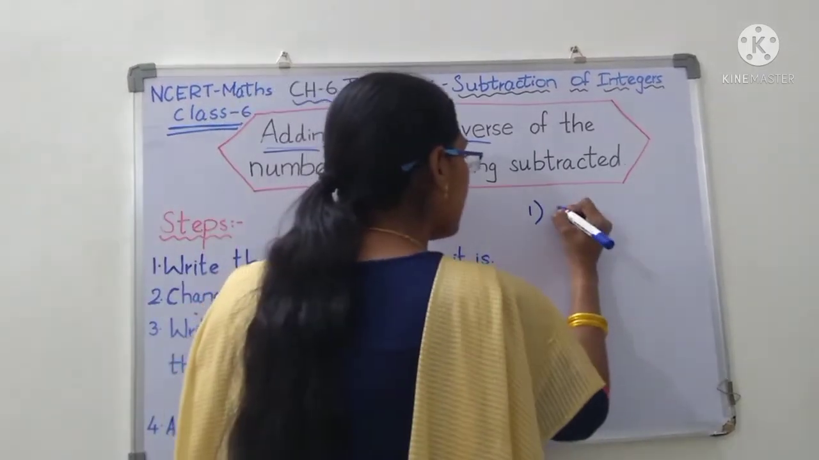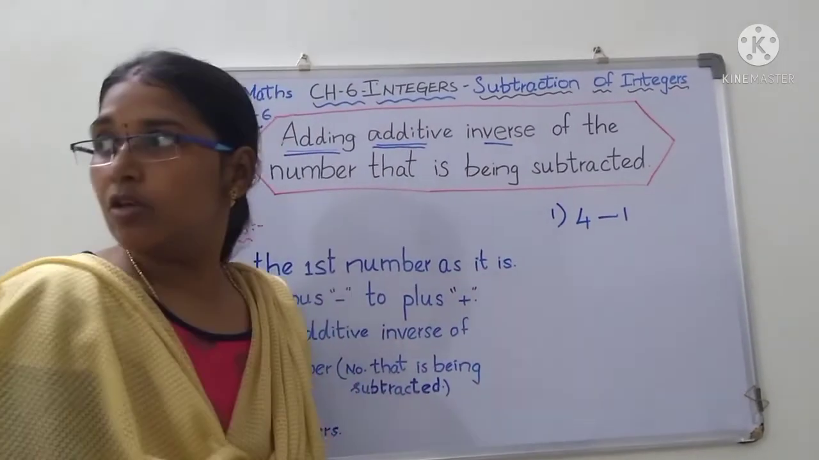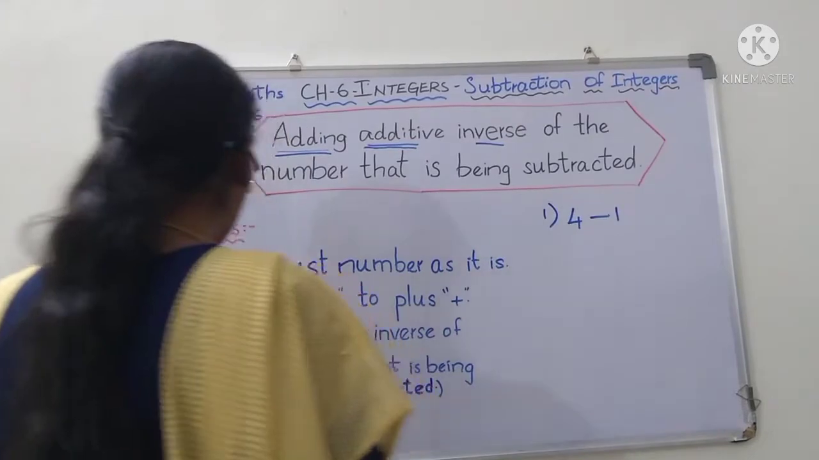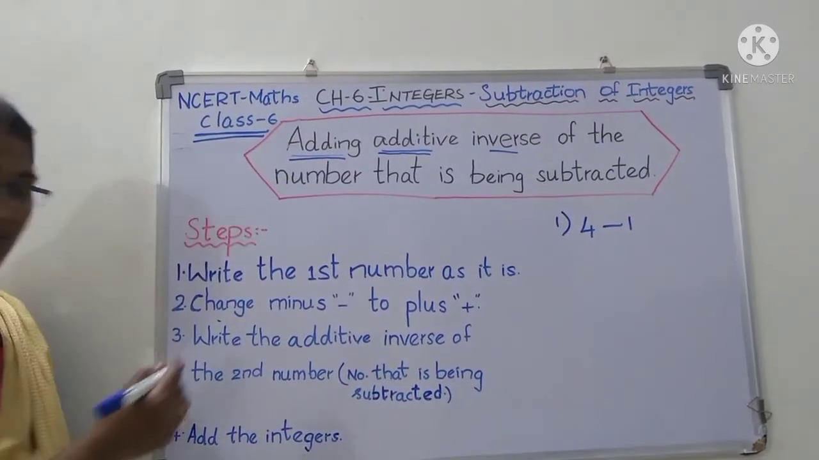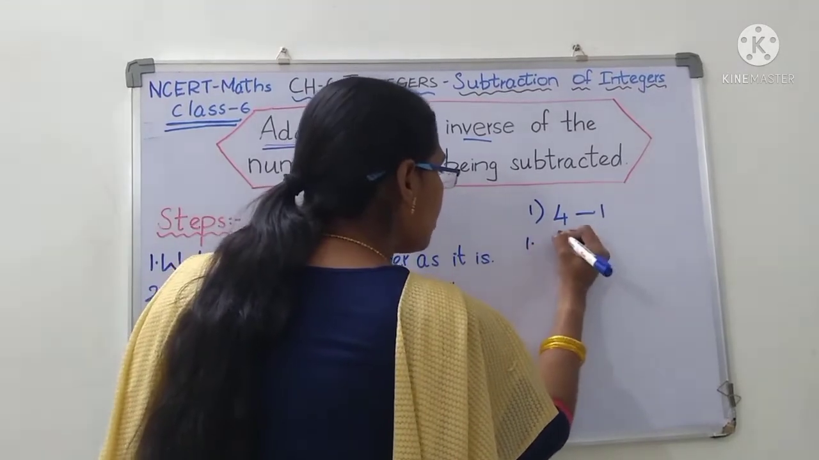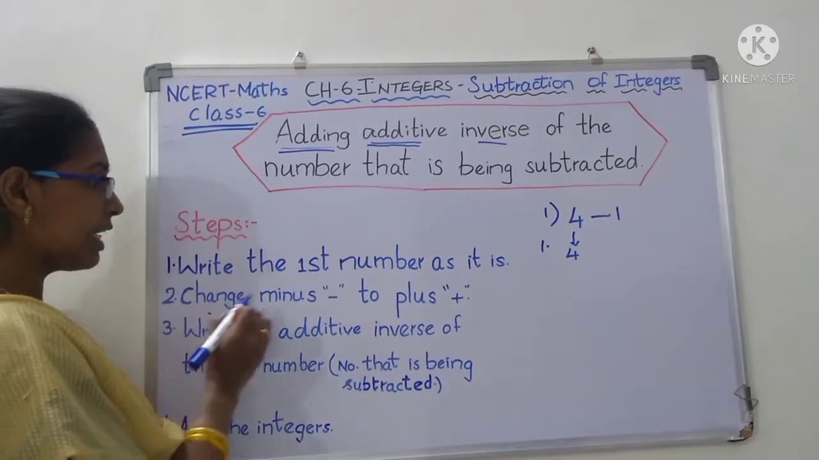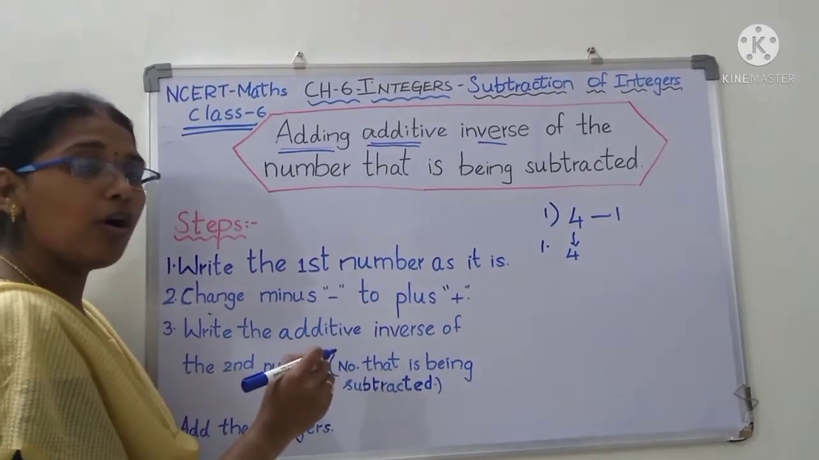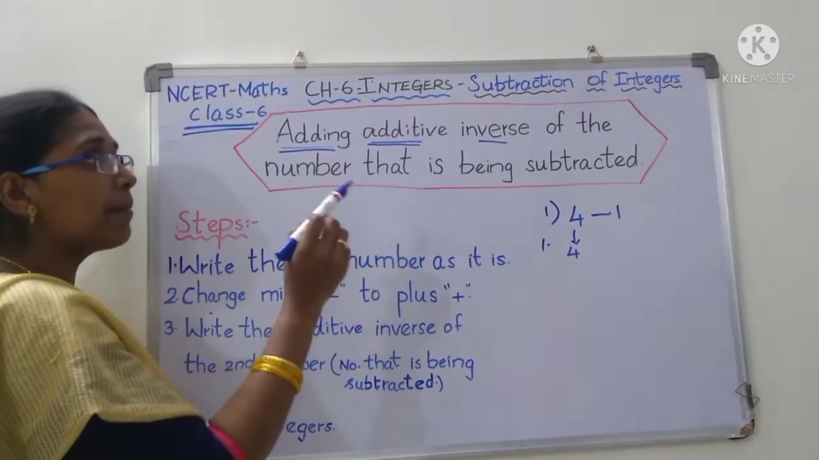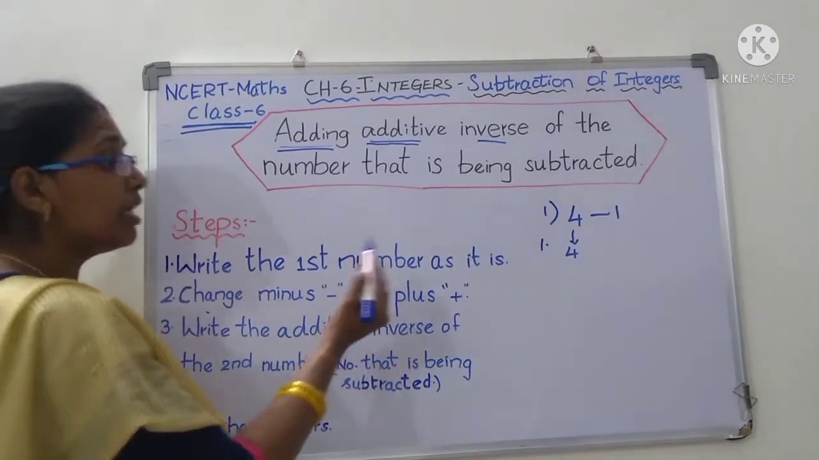First problem is 4 minus 1. So the question given is 4 minus 1. What is the first step? Write the first number as it is. So first step is you will write the first number as it is. Then what did they say? Change minus to plus. Why are we doing this? As we need to add. In subtraction of integers, we will add additive inverse. So we will change minus symbol to plus.